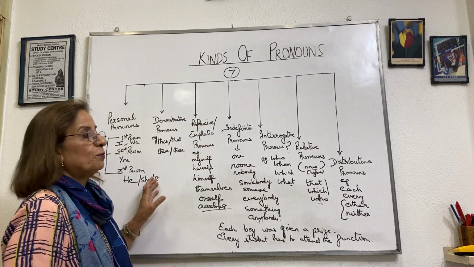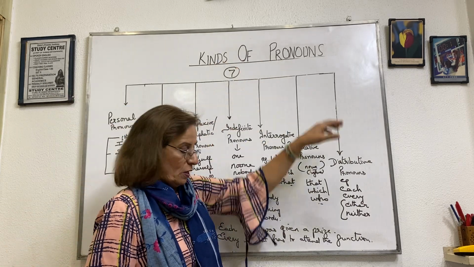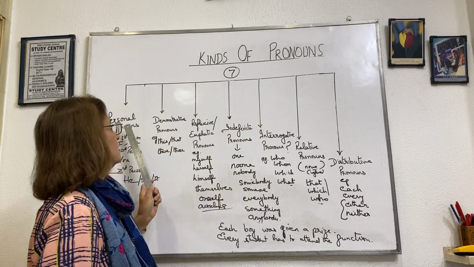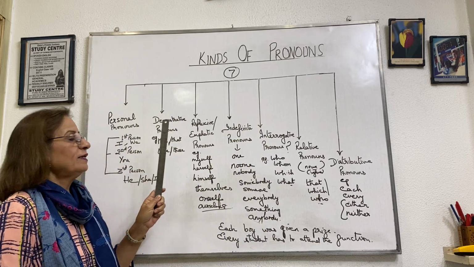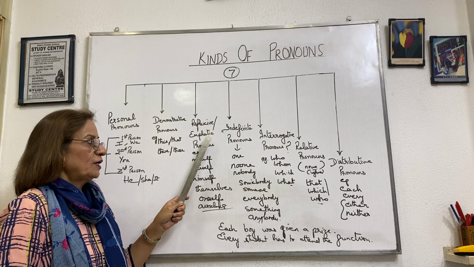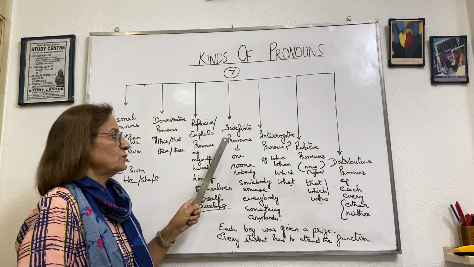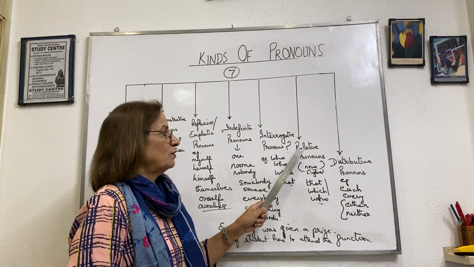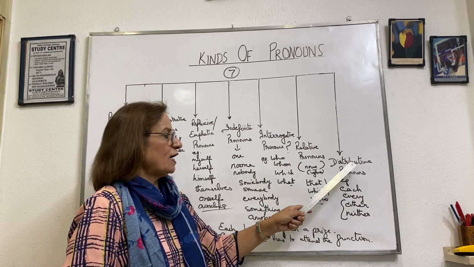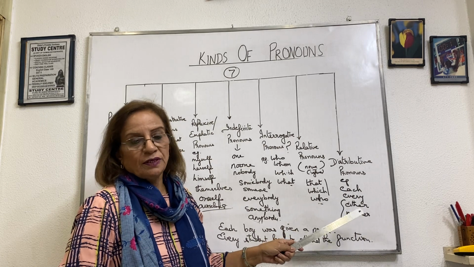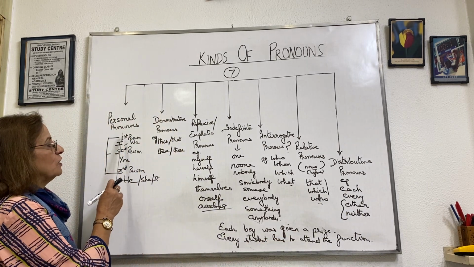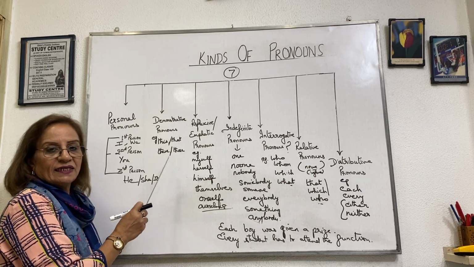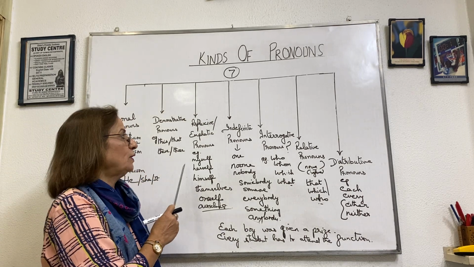So today I have told you about the different kinds of pronouns. First is personal pronouns. Then demonstrative pronouns, reflexive or emphatic pronouns, indefinite pronouns, interrogative pronouns, relative pronouns, and distributive pronouns. With examples I have given you. First person, second person, third person. Demonstrative are this, that, these, those, singular and plural.